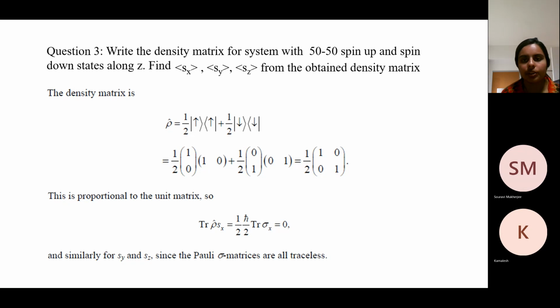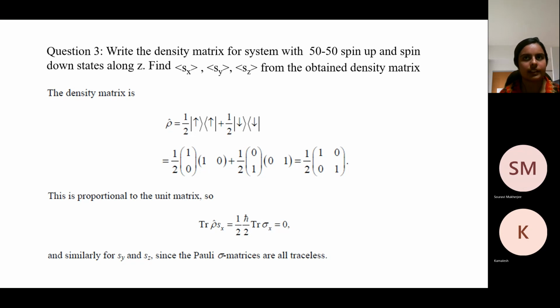Right. And now you have 50-50 probability. That means what is the average? It should be half into H cross by 2 minus half into H cross by 2, correct? So you're multiplying the corresponding probabilities with the respective spin values. That's how we generally do averages, right? And what you get is 0.